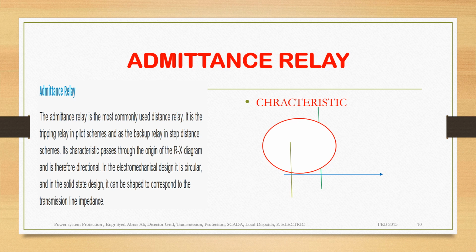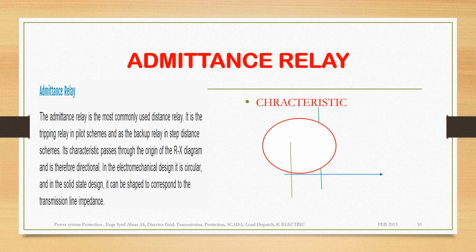Why is it known as admittance? Because it works on the inverse of the impedance. The characteristic of the impedance is a straight line like y equals mx plus b, a linear equation, and if you take the inverse of that equation, you will get the equation of a circle. That is the mathematical part. So whenever you take the inverse of an impedance, it becomes a circle passing through the origin.